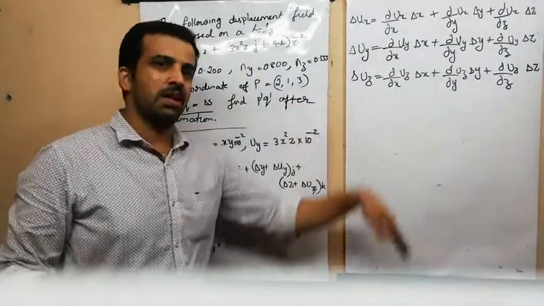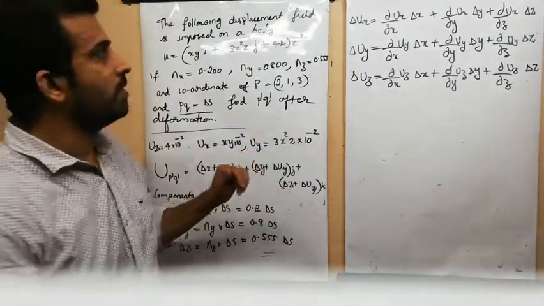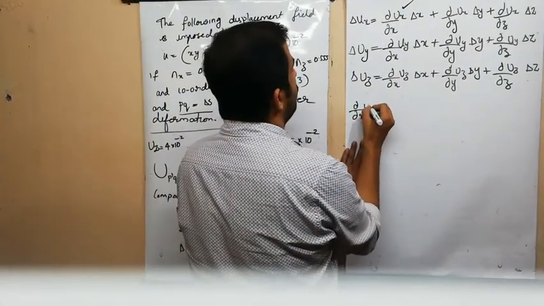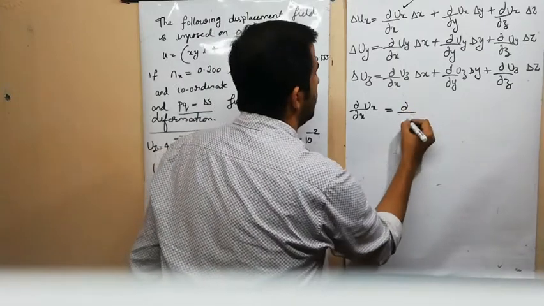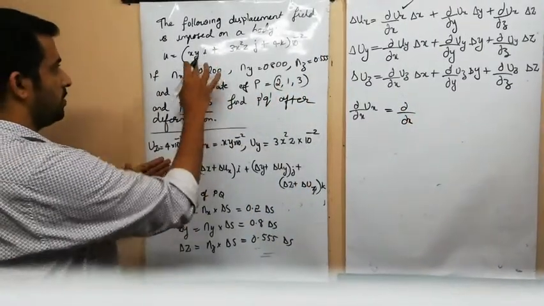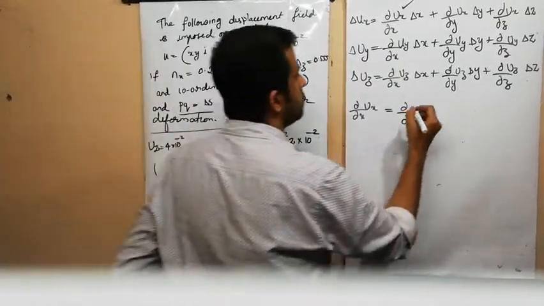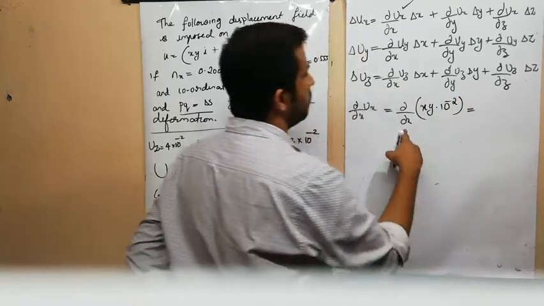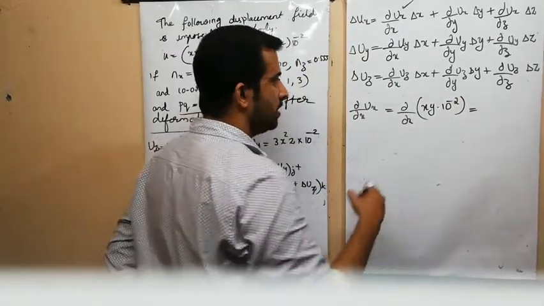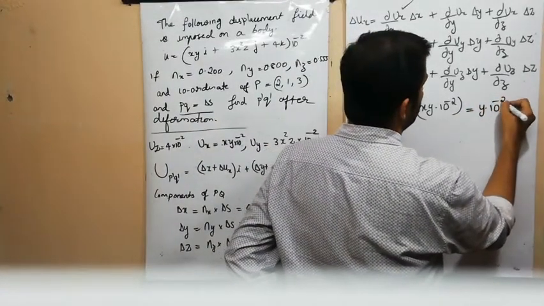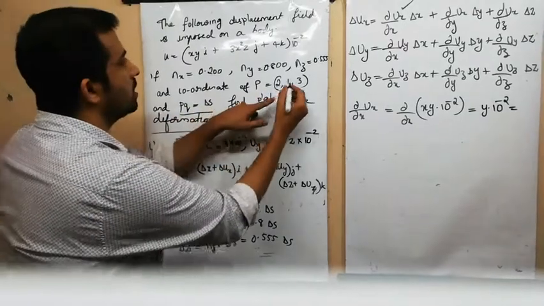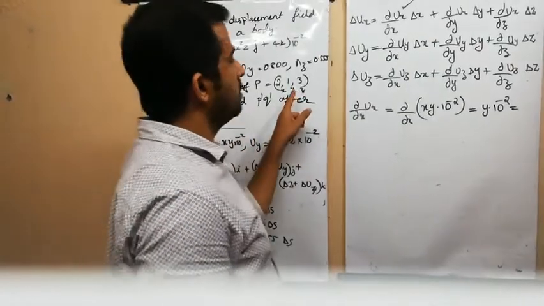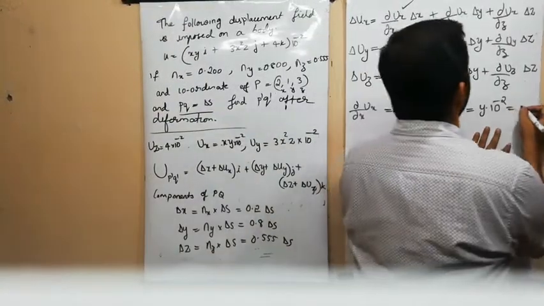In these equations, many terms are unknown that we need to find out, so one by one we can find them. First, dou by dou x of ux: ux is xy into 10 power minus 2. Differentiating with respect to x, we get y into 10 power minus 2. The Cartesian coordinates 2, 1, 3 are x, y and z respectively. In place of y we have 1, so this is equal to 10 power minus 2.